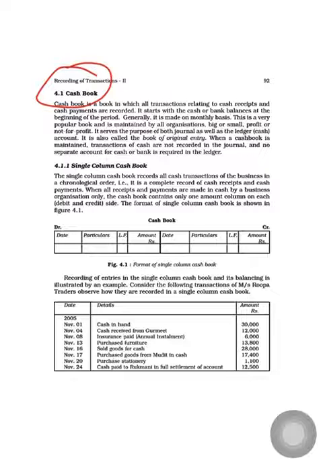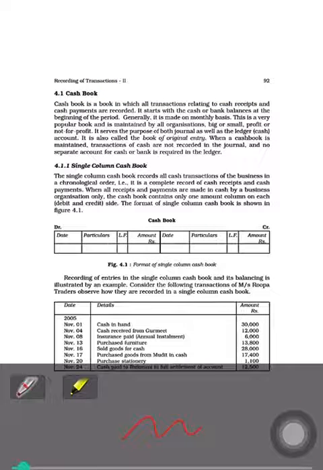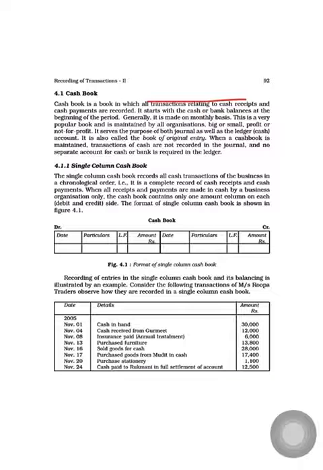A cash book is a book in which all transactions relating to cash, meaning cash receipts and cash payments, are recorded. Only cash-related transactions, either receipt or payment, will be recorded in the cash book. It shows the cash and bank balance at the beginning of the period, and generally it is made on a monthly basis.